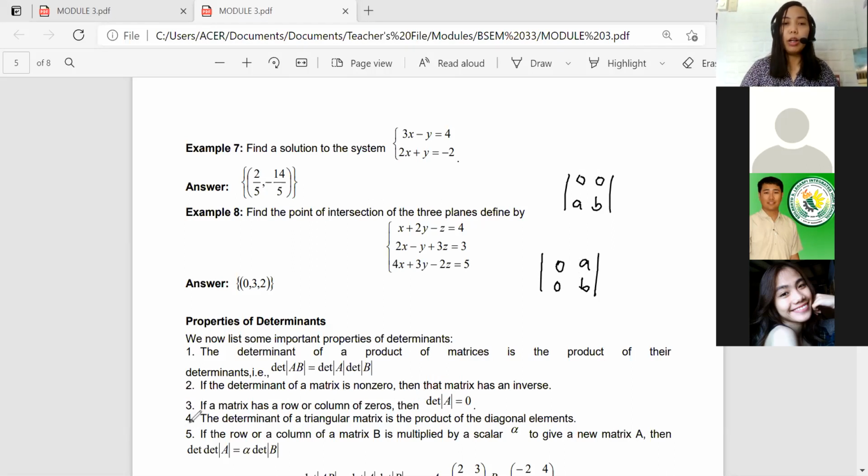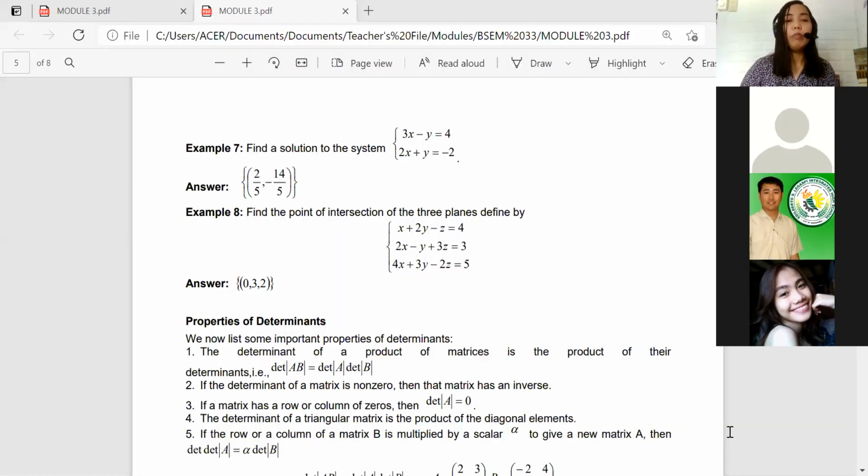Okay? Next, number 4. The determinant of a triangular matrix is the product of the diagonal elements. When we say triangular matrix, class, this part, because you are forming a triangle. The determinant of that is the product of the diagonal. So when you get the product of the diagonal, it is equal to the determinant of the given triangular matrix. We have not yet discussed the triangular matrix. We'll do that later on.